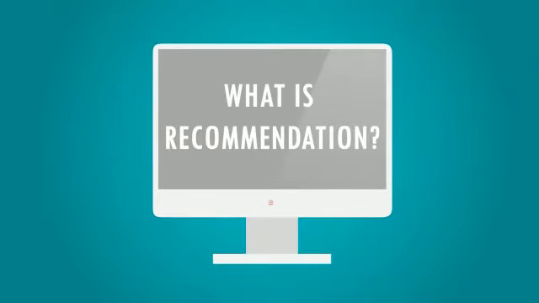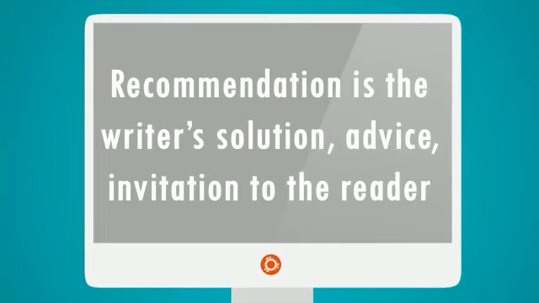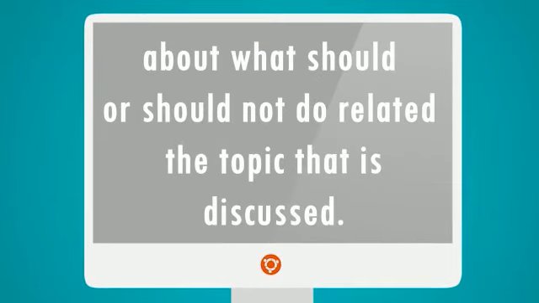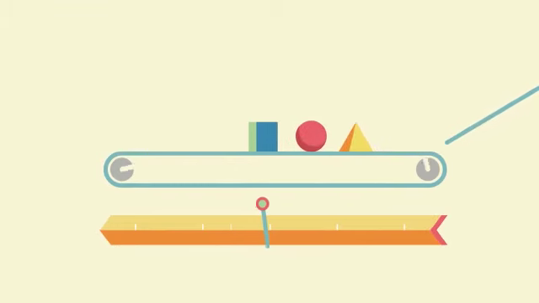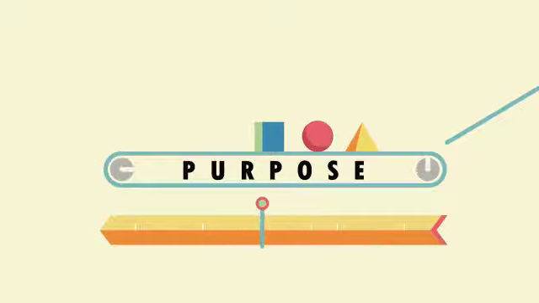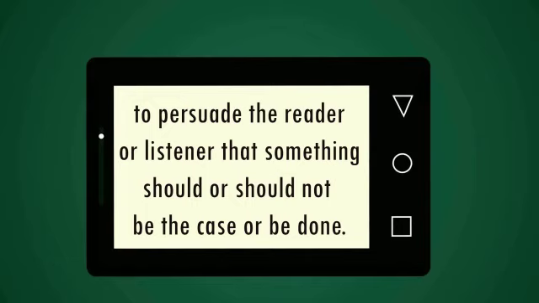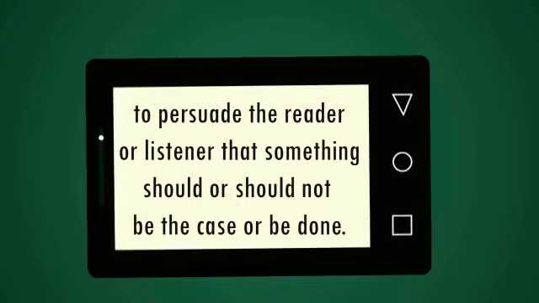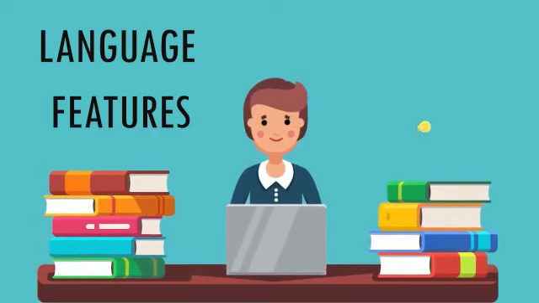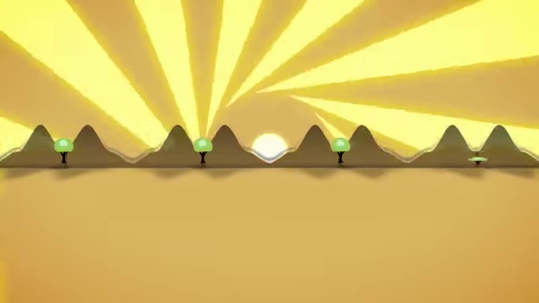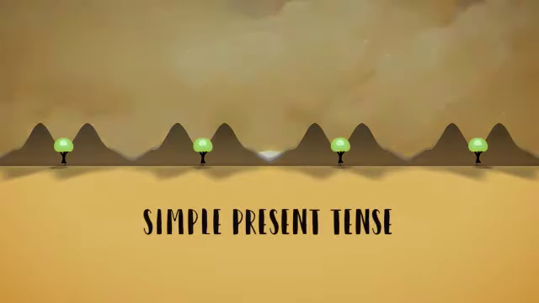The third one, recommendation. What is recommendation? Recommendation is the writer's solution, advice, or invitation to the reader about what should or should not be done related to the topic that is discussed. And then we go to the purpose of hortatory exposition itself. Hortatory exposition is used to persuade the reader or the listener that something should or should not be the case or be done.